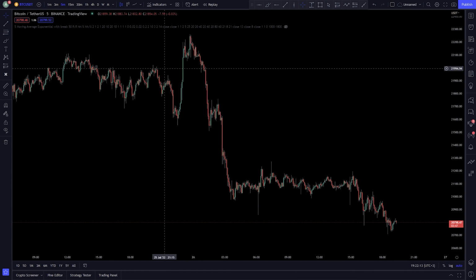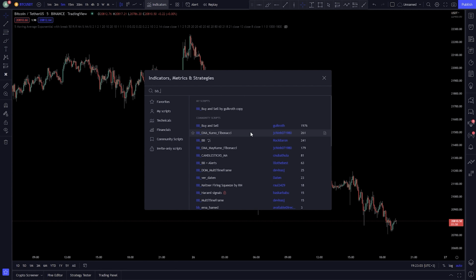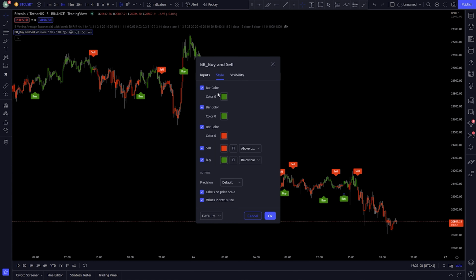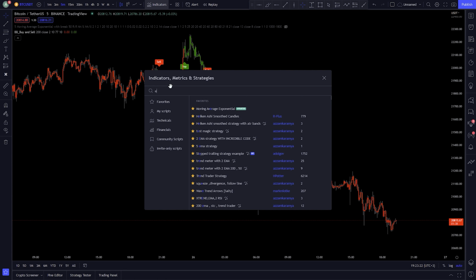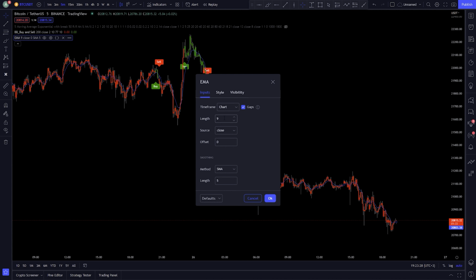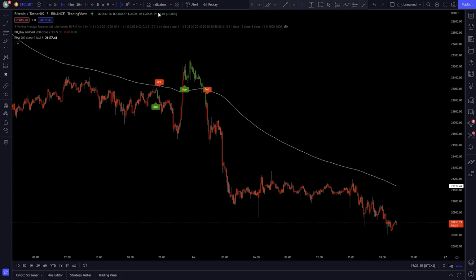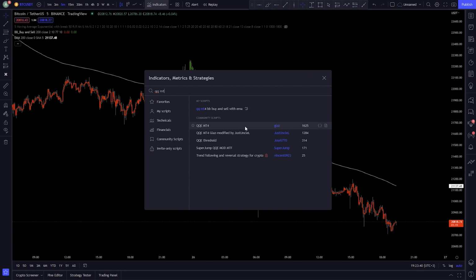The strategy we are going to test has 3 free indicators. The first one is BB Buy and Sell. The second indicator is the 200 EMA. The third one is QQE MT4 Glass.